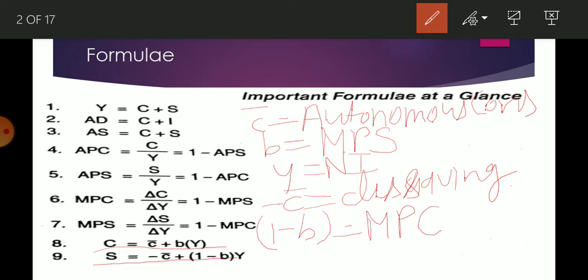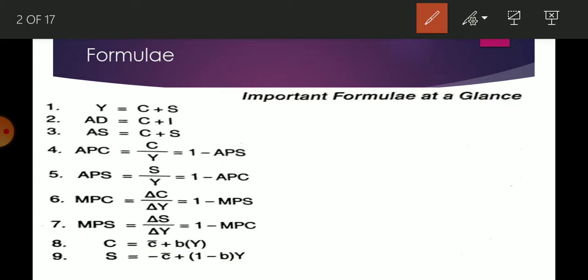MPC. Okay, and Y is income. Okay, one thing you have to keep in mind, always remember these things: minus C bar is always equal to C bar. Remember this point. Okay, why are both equal to each other?